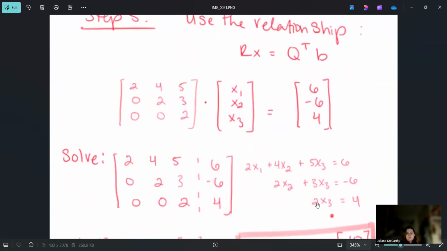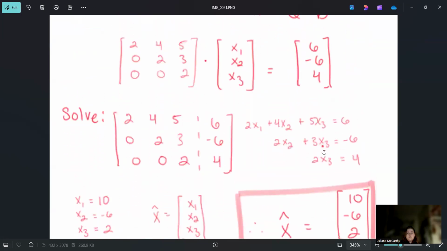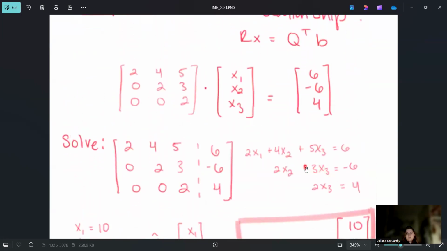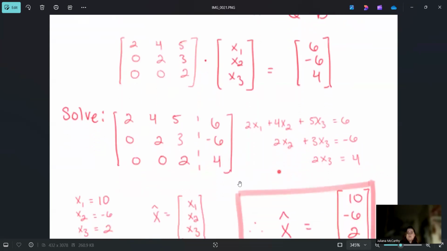And then plugging our 2 in for the x3 in our middle equation, trying to solve for x2, we have 2x2 plus 3 times 2 equals -6. 3 times 2 is 6. Move that over to the right by subtracting. We get -6 minus 6 is -12. Trying to get x2 by itself, we divide by 2, divide by 2. So our x2 equals -6.